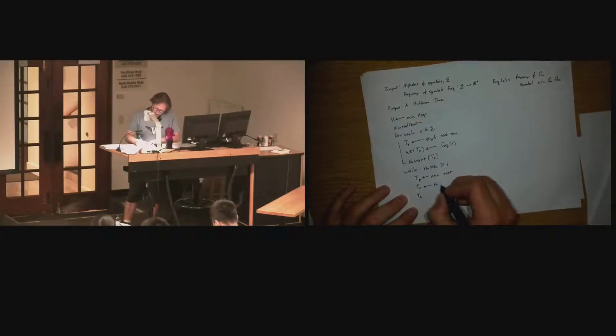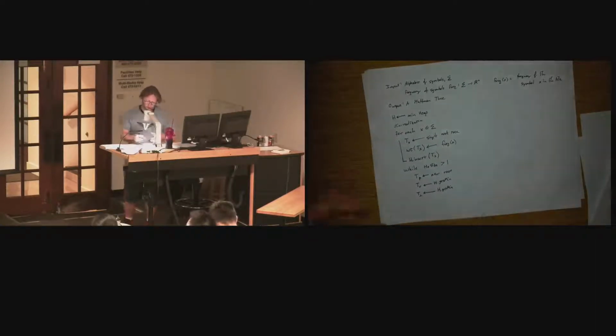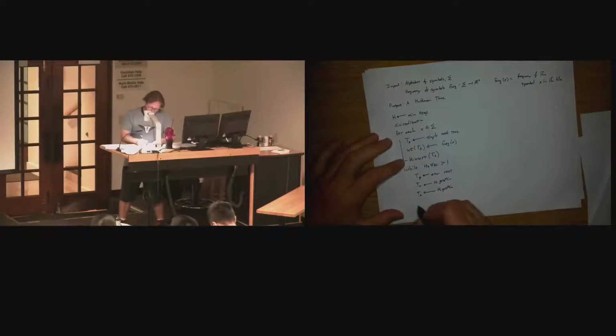H dot get min. Pull it out of that heap. H dot get min. Once I've pulled this one out, then it's gone. It's out of the heap. I will pull out the next smallest one. And then what I'll do is combine these. TP dot left child.